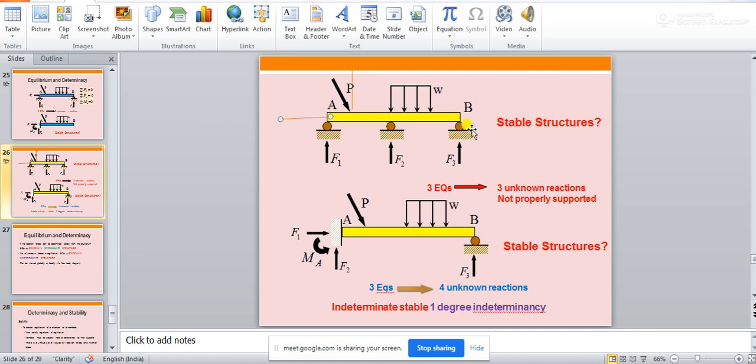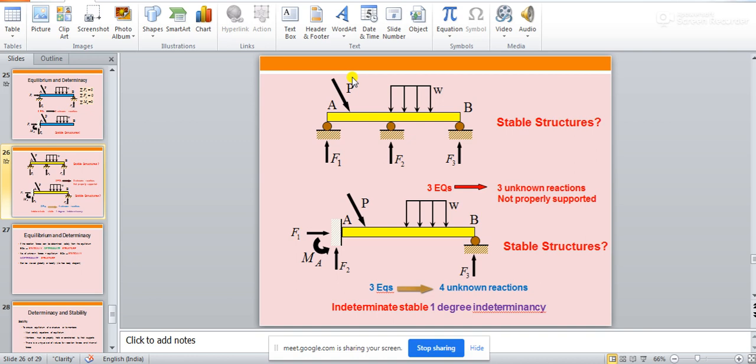Because of that movement, this roller will start moving, and then this roller will start moving. Then what will happen? The structure will start moving because of this load. So will this structure remain a stable structure in that case? Tell me. No, sir. So what will happen? Unstable. Yes, the structure will now become a mechanism.